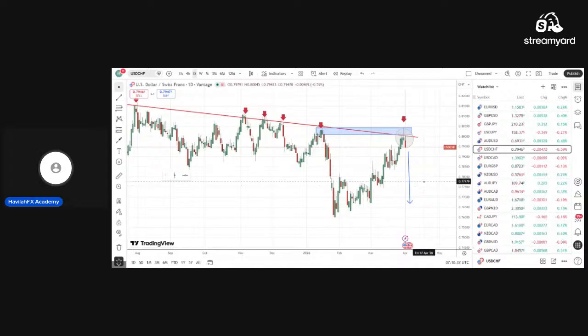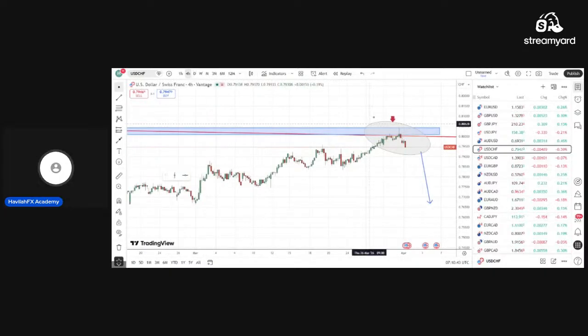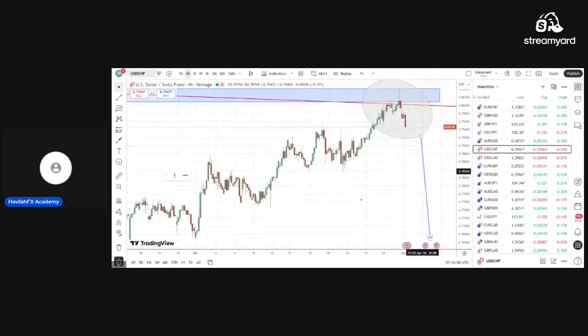All right, let's make some progress. So next thing now is I will go to a lower time frame. We only get direction on the higher time frame. Entry is always done on the lower time frame. Now on the lower time frame this time around, we're coming to a 4-hour time frame.